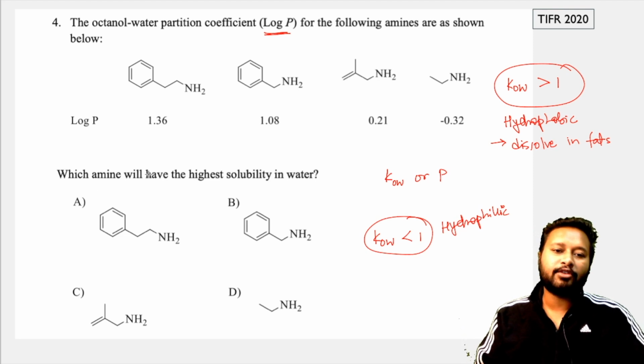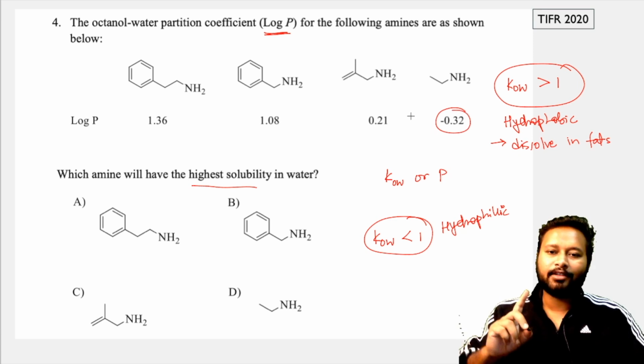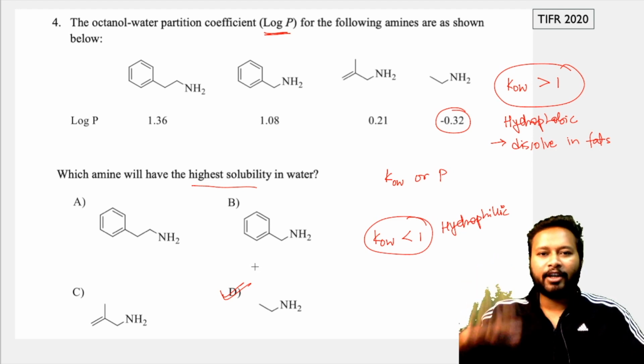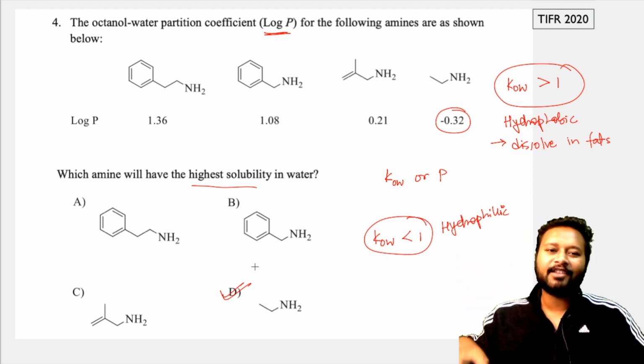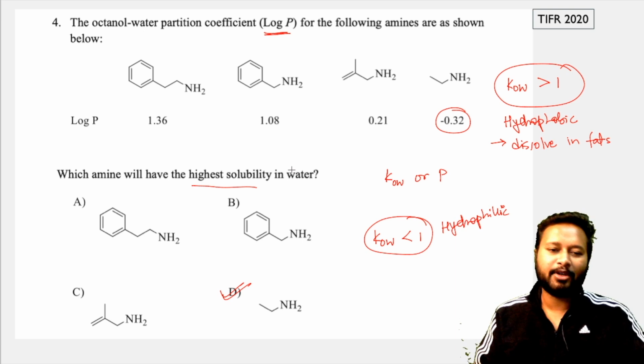They have asked which of them will have the highest solubility in water. So of course, the one which has the value less than 1, and that is option D. So D is going to have the highest solubility. Do let me know in the comments, if it had asked which of A, B, C, D has the least solubility in water, what would your answer have been? I know that is very easy, but still you can comment your answer below.